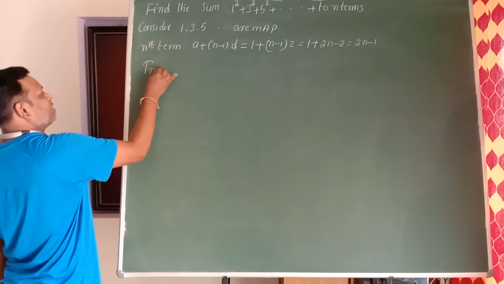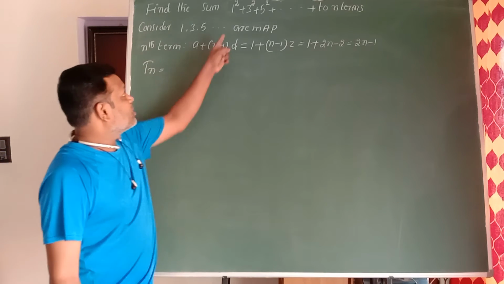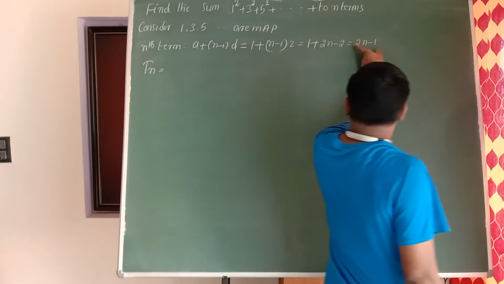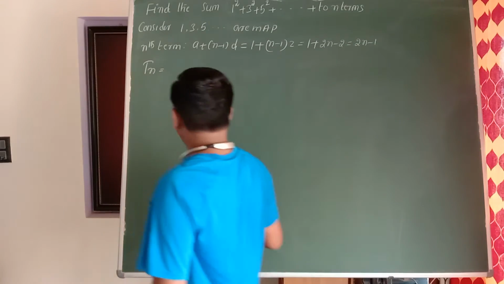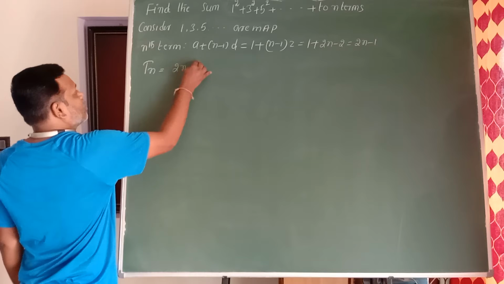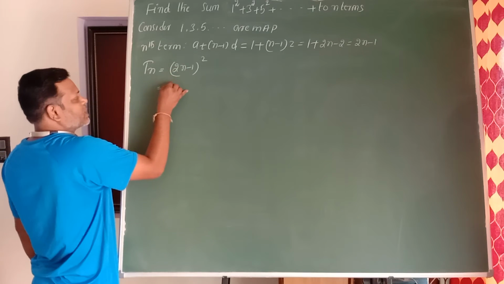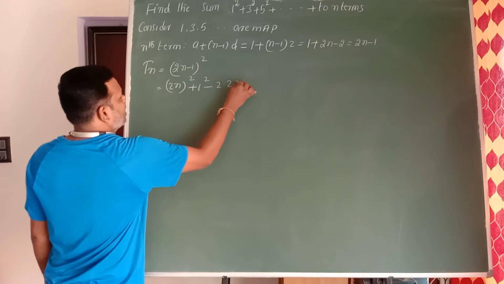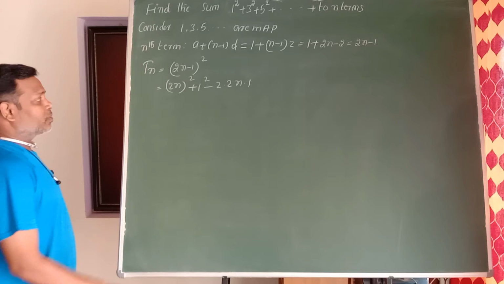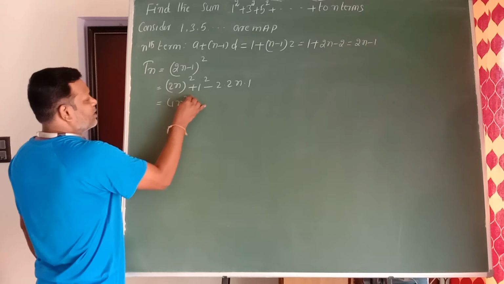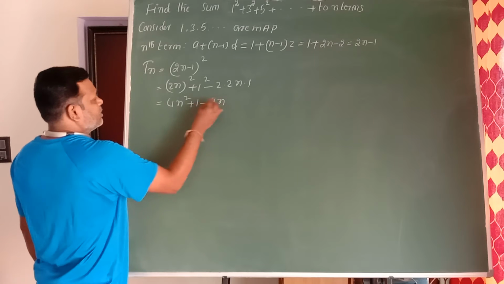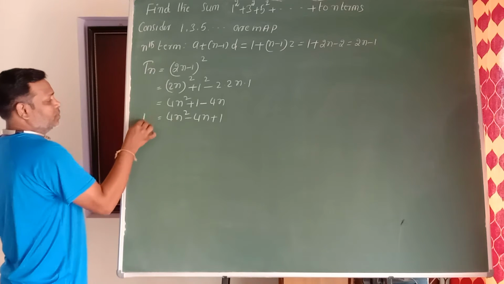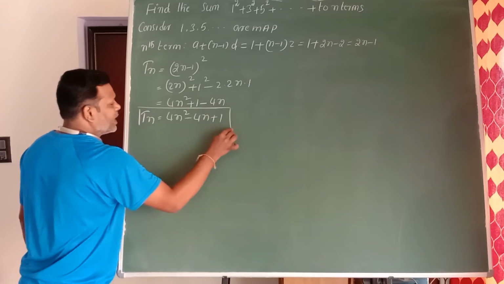Therefore, Tn is equal to: first term is 1 square, second term is 3 square, third term is 5 square. So this term is 2n minus 1 along with square. Therefore, Tn is equal to 2n minus 1 whole square. Now expand according to a minus b whole square: 2n whole square plus 1 square minus 2 into 2n into 1. This becomes 4n square plus 1 minus 4n, rewritten as 4n square minus 4n plus 1. This is what Tn is.